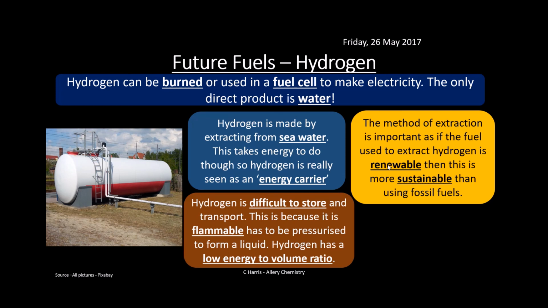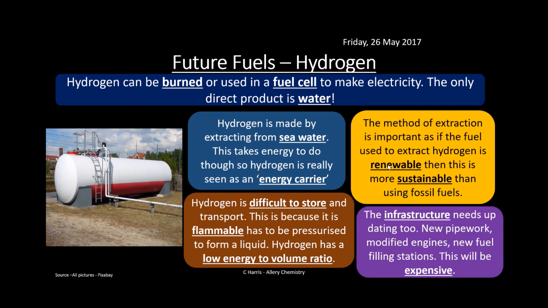But hydrogen also has a low energy to volume ratio, which means you're going to burn through a lot of hydrogen to power a car. You're going to have to fill up quite a few times. The infrastructure needs updating too. Hydrogen can't just go through the normal pipes that we have under the ground, so you have to have new pipework. We have to have engines that have been modified to take hydrogen fuel. We need new hydrogen fuel stations. It's really expensive, so it needs a large amount of investment in infrastructure to get this off the ground.